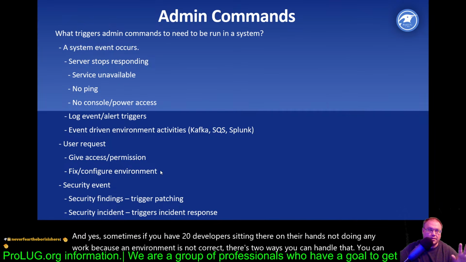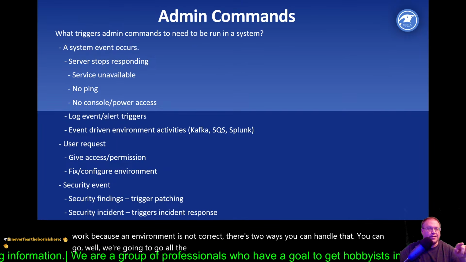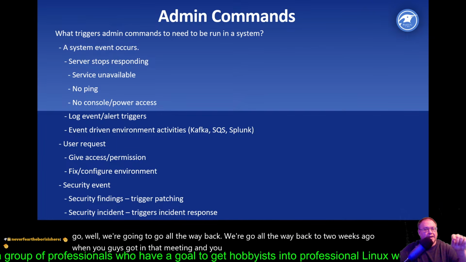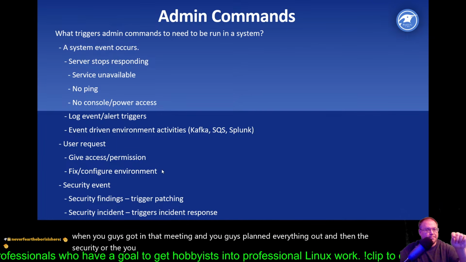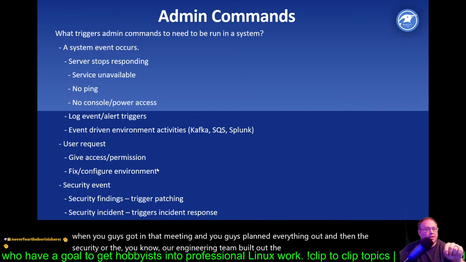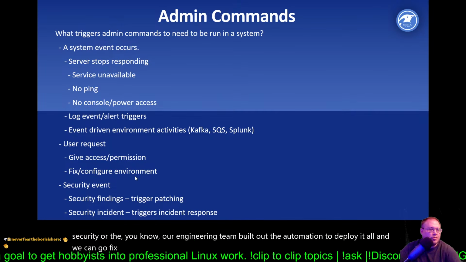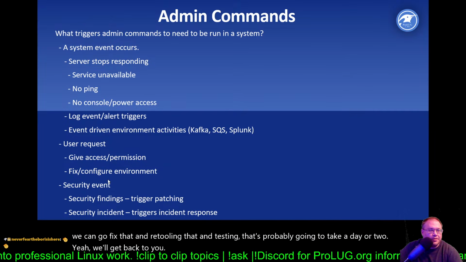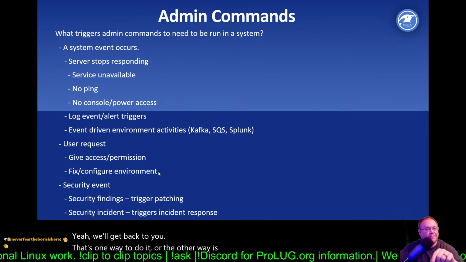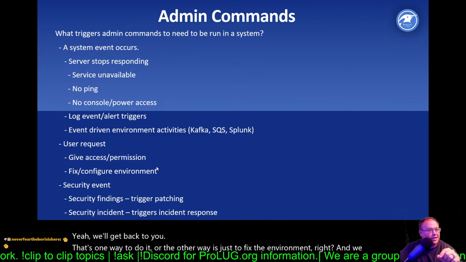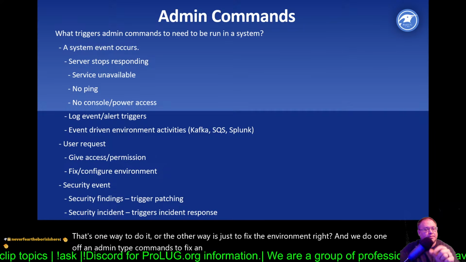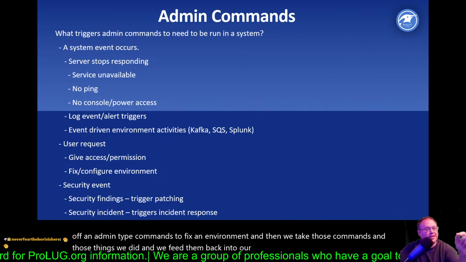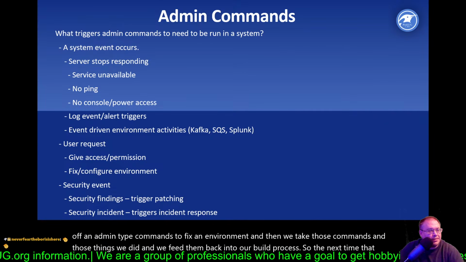You can go, well, we're going to go all the way back to 2 weeks ago when you guys got in that meeting and planned everything out, and then the security or our engineering team built out the automation to deploy it all, and we can go fix that. And retooling that and testing that is probably going to take a day or 2. Yeah, we'll get back to you. That's one way to do it. Or the other way is just to fix the environment, right? And we do one-off admin type commands to fix an environment. And then we take those commands and those things we did, and we feed them back into our build process so the next time that we do it, it's better, if that makes sense.